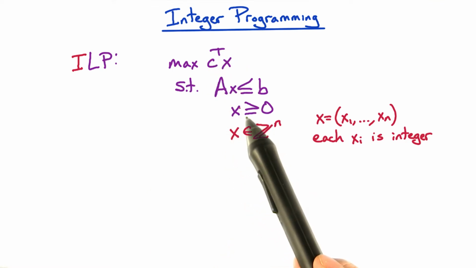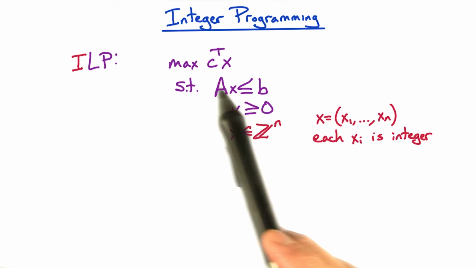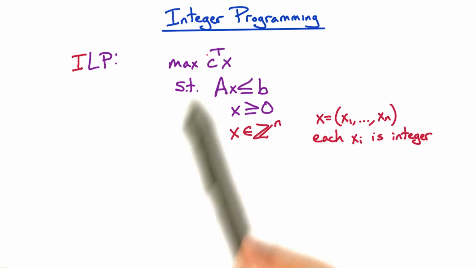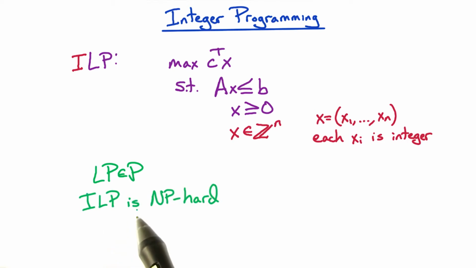Linear programming had the nice property that there always is a vertex of the feasible region which is an optimal point, which maximizes this objective function. We no longer have such a property for integer linear programming. And whereas linear programming is polynomial time solvable, so it lies in the class P, in contrast, integer linear programming is NP-hard. And we're going to see that right now.